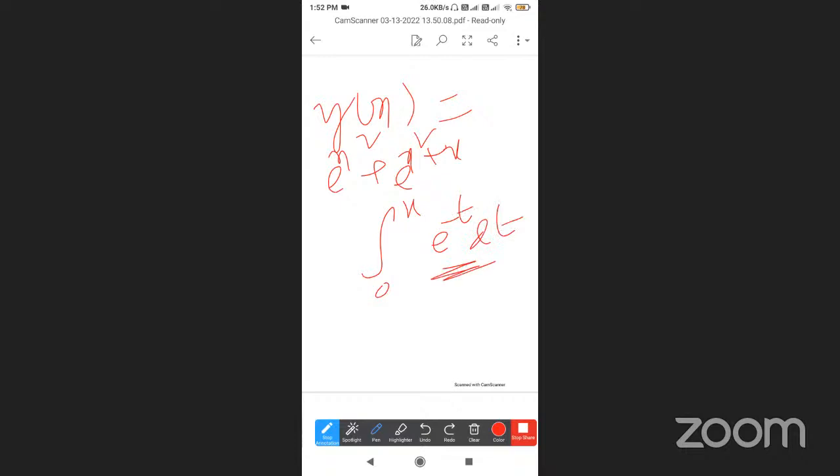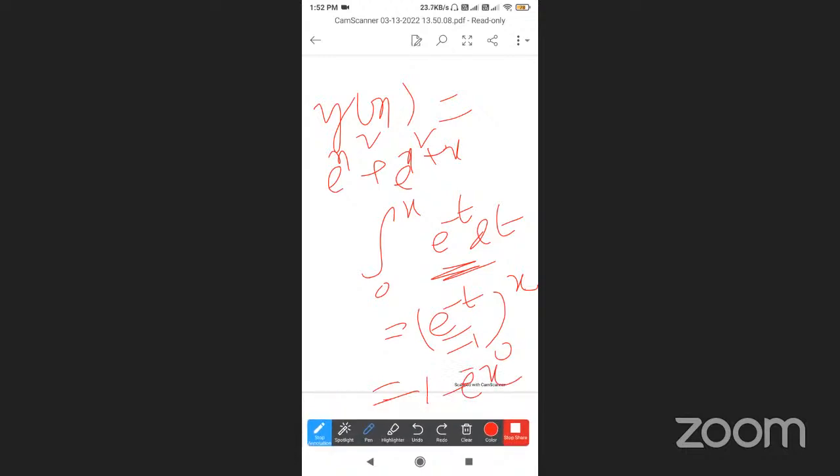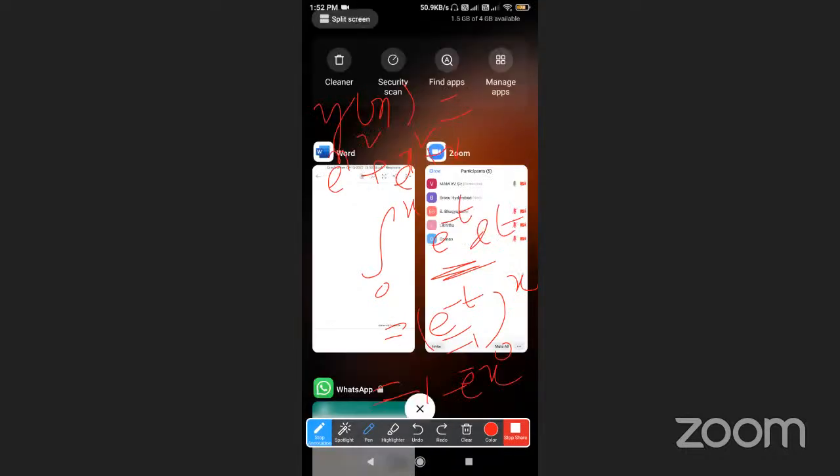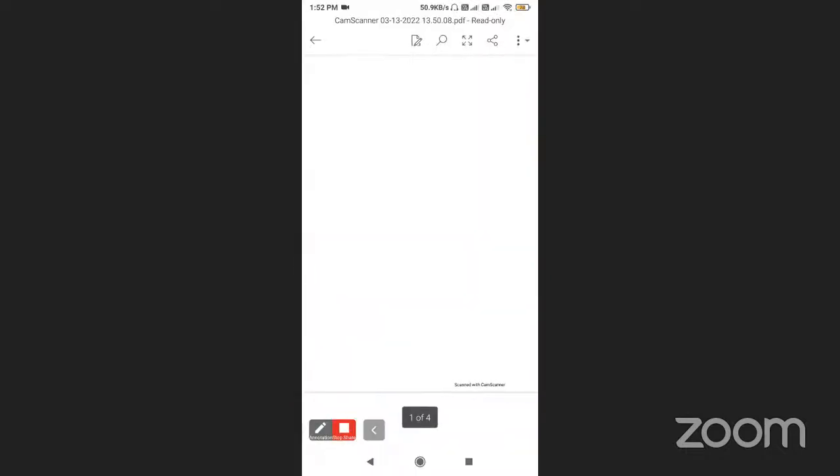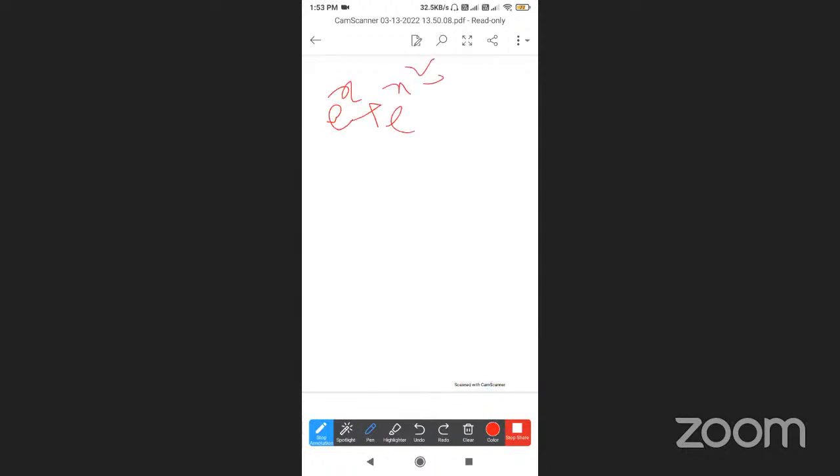What is the integration of e power of minus t? E power of minus t by minus 1. The limits are 0 to x. Upper limit minus e power of x, lower limit minus of minus plus e power of 0, which is 1. That is, 1 minus e power of minus x. That is the answer. So now the result is equal to e power of x square plus e power of x square plus x in bracket, 1 minus e power of minus x, in product.